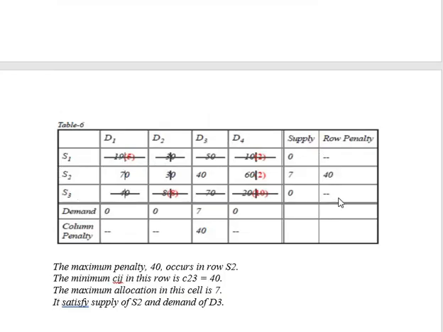So this is our table number 6. Calculate the row penalty, column penalty. Then the maximum penalty is 40. That occurs in row S2. Then maximum allocation to be given to the cell S2 D3. So maximum allocated value is minimum 7, that is equal to 7. It satisfies supply of S2 and demand of D3. And we can form the next table.